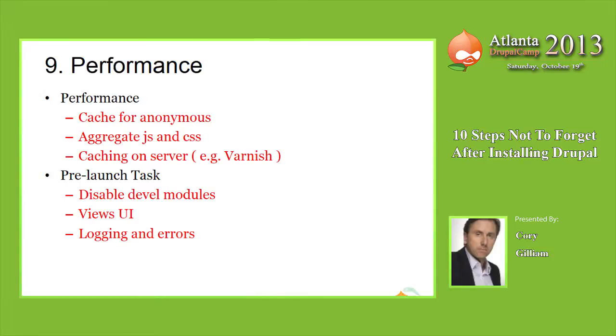Performance: caching for anonymous people. It's just going to speed your site up. Aggregating your JavaScript and your CSS files, again, just speeds it up. Caching on the server, stuff like Varnish or Memcache. It's just that little bit more speed getting the content to your end users.